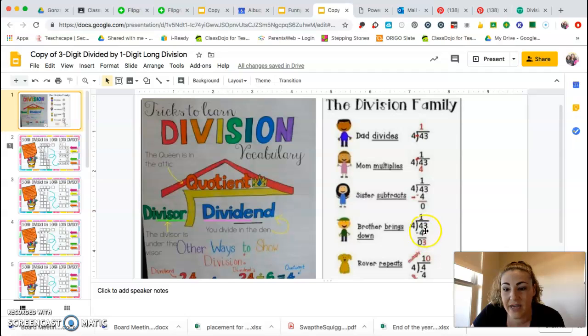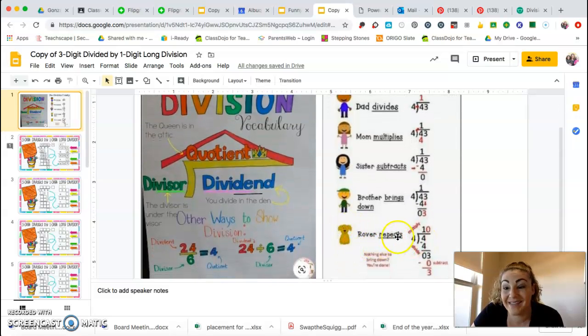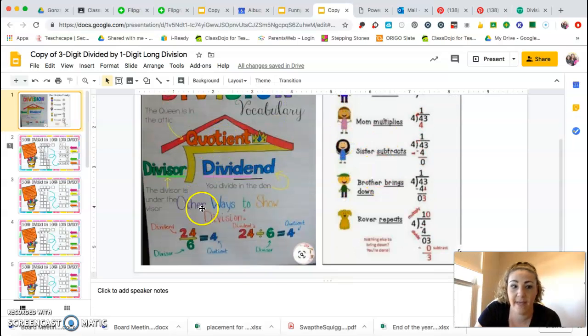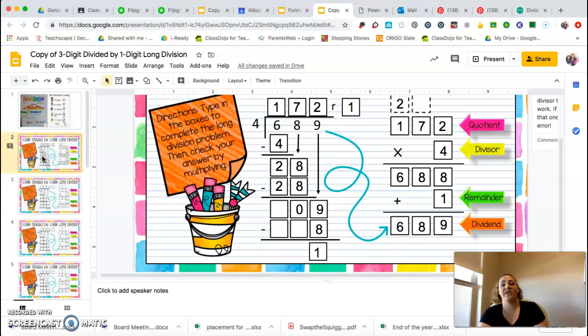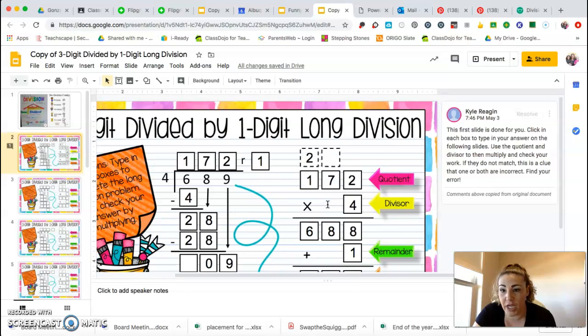So brother takes this 3 and brings it down. Now we have a 3 down here. Then the dog, Rover, repeats. You go all the way back up to the top and repeat every step: dad divides, mom multiplies, sister subtracts, brother brings down. I'm going to go to the next slide and talk you through 2 examples. This slide is done for you.